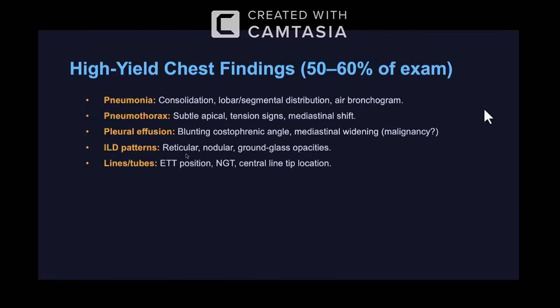ILD patterns. When you are given ILD patterns in the exam, you have to describe, is it a reticular pattern, nodular pattern, with associated ground glass opacities, and also is it an apicobasal gradient, or is there subpleural sparing? All this you have to look at in ILD type of pathologies. The lines and tubes are very important. Look for the position, especially the endotracheal tube, the nasogastric tube, and the central line tip.